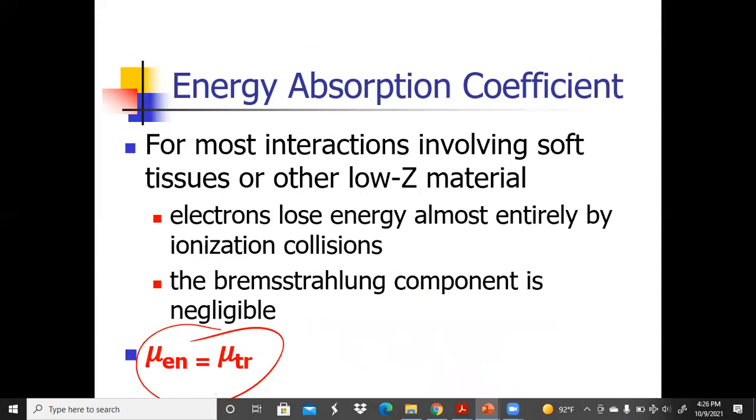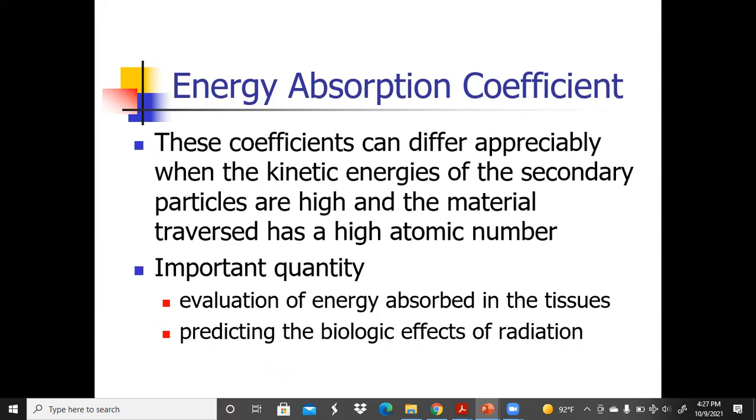So for most interactions involving soft tissues or other low Z material, electrons lose energy almost entirely by ionization collisions, and the Bremsstrahlung component is negligible. Therefore, we're going to set those two equal to each other, because the amount that you subtract out for Bremsstrahlung is really not that much. But again, this is for soft tissues or other low Z material. That cannot be said for other types of material, middle or high Z materials.